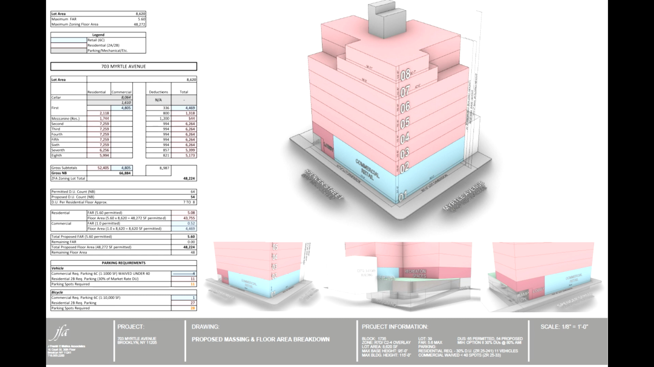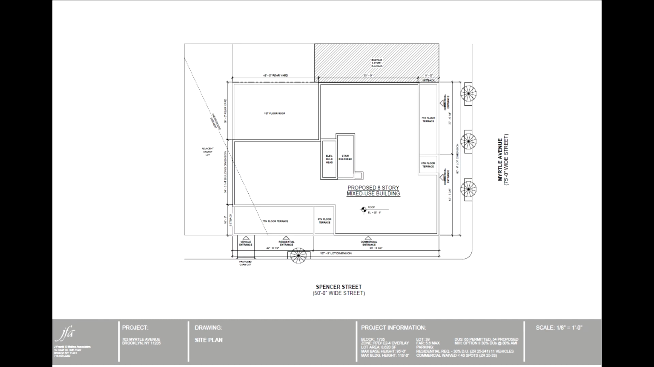My name is Justin Sherman with J. Franco Architects for the applicant. As you can see, the massing permits up to 8 stories. We have a commercial first floor and residential floors at 2 to 6. There's a setback with street front dormers at the 7th floor and 8th floor.